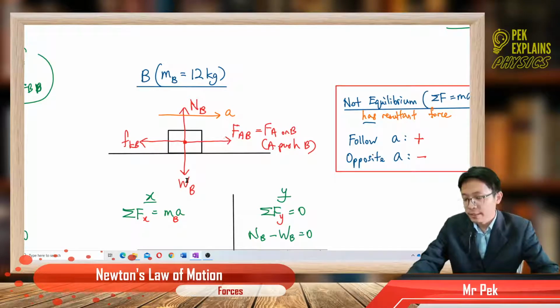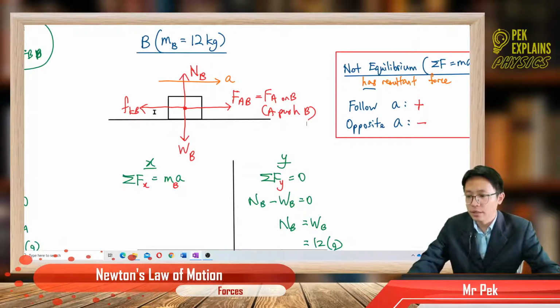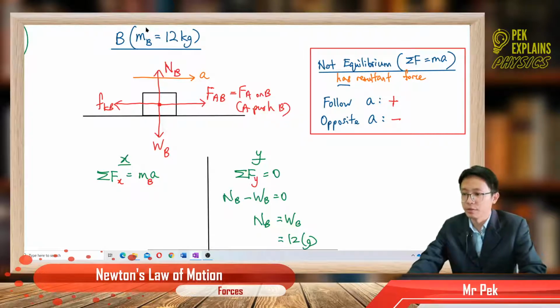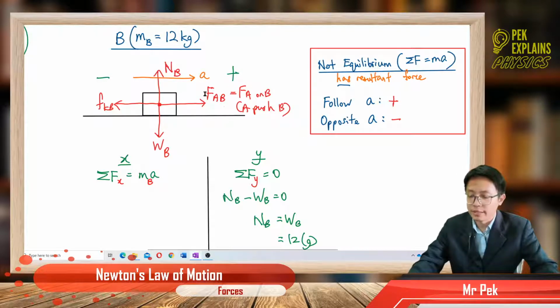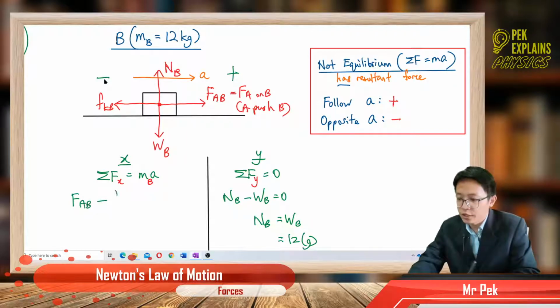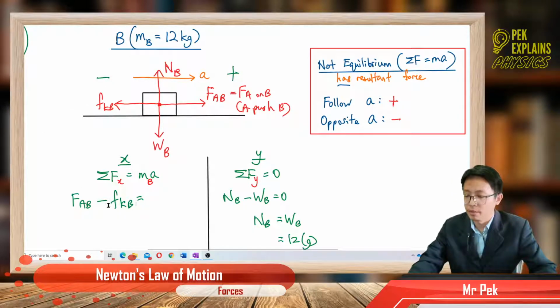Okay. All right. So in x component, what forces do we have? Remember to put the sign first. Follow acceleration positive, opposite acceleration negative. So acceleration is to the right, so to the right is positive, to the left is negative. So we can say FAB is positive, friction is negative. Okay? So write it down. FAB is positive, friction is negative, because friction is opposite acceleration.